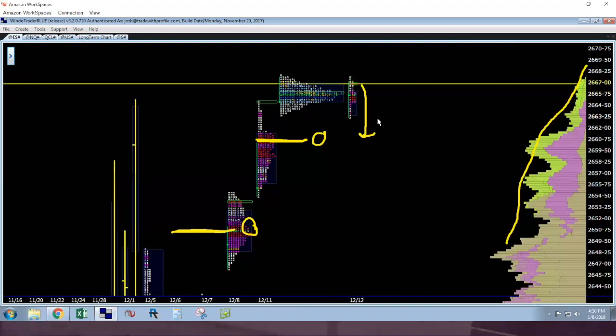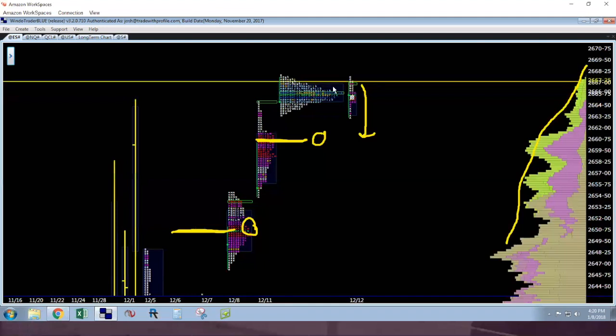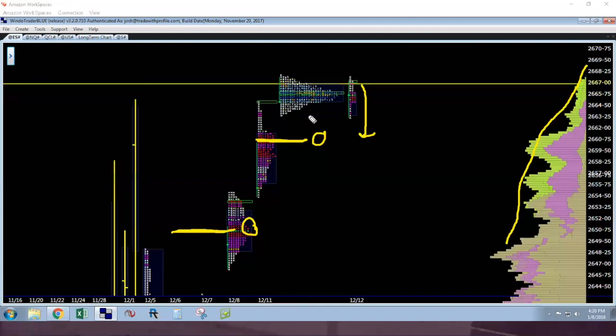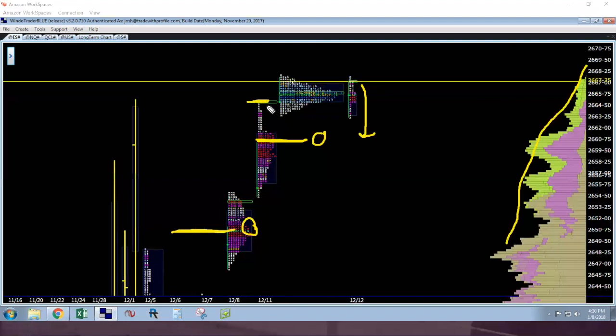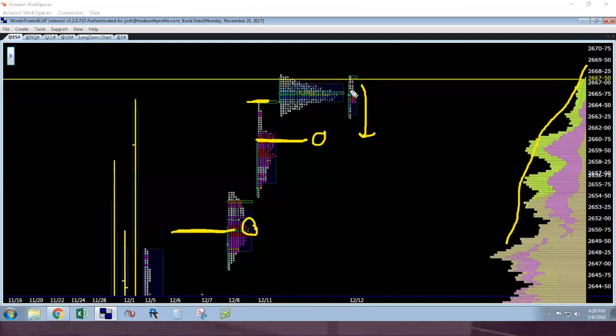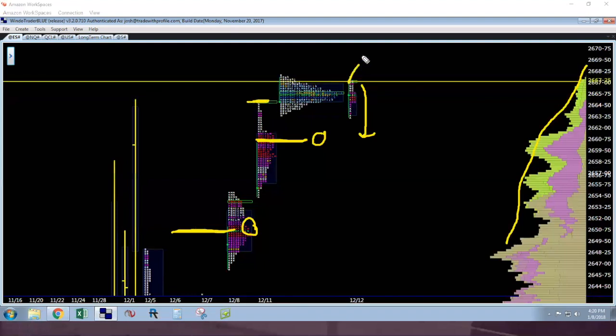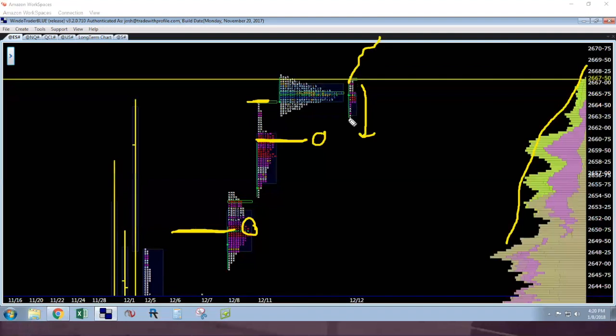So here you have range extension to the upside above the initial balance. And from an open standpoint, we have an open auction outside of range, meaning that the B and A period are overlapping above the high from the prior day. So this could actually now move significantly higher. You would be wrong if you went below the A period low.